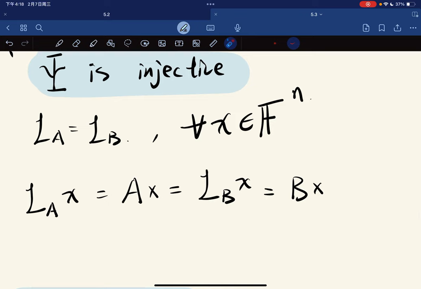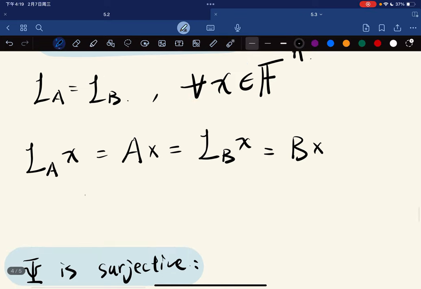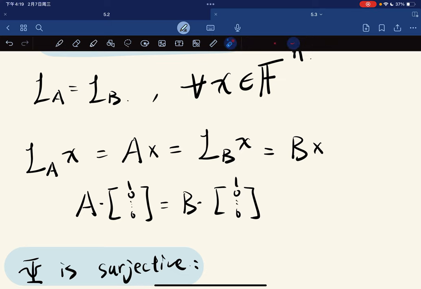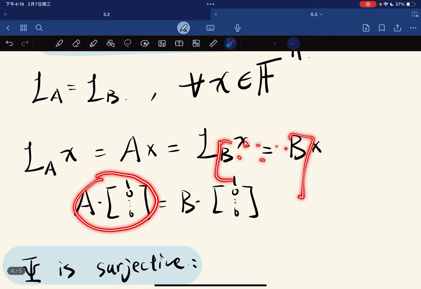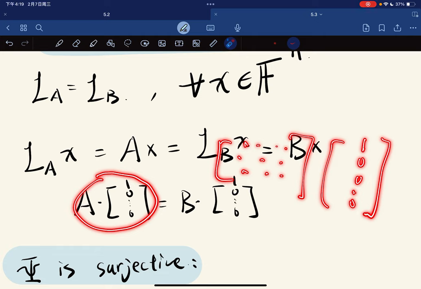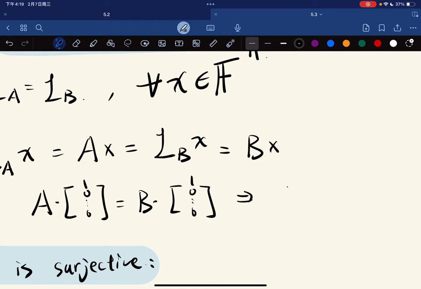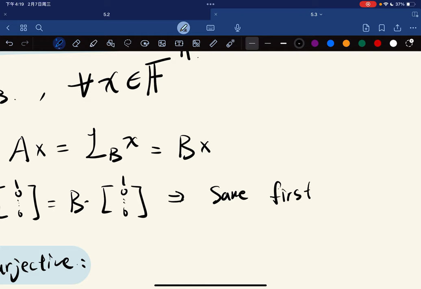Now we use the assumption that this is true for all x. So if we say A times (1, 0, 0) is equal to B times (1, 0, 0), and we multiply out, it is supposed to give you the first column. We just perform the computation: 1 times this, 0 times this, plus 0 times this. Okay, it gives you the first column. So their first columns are the same.